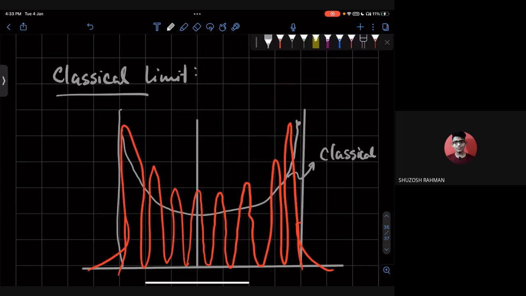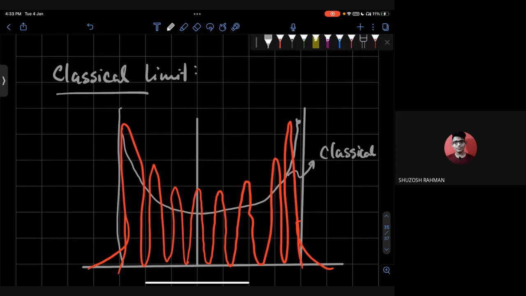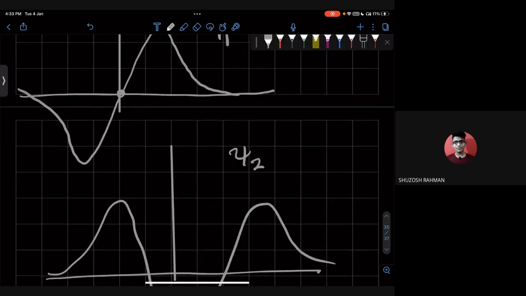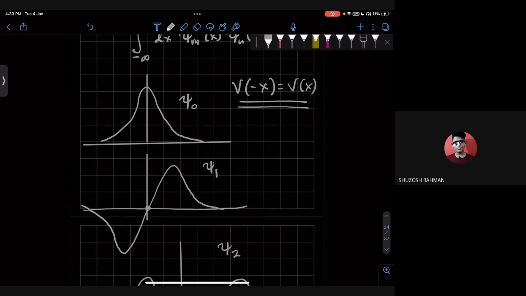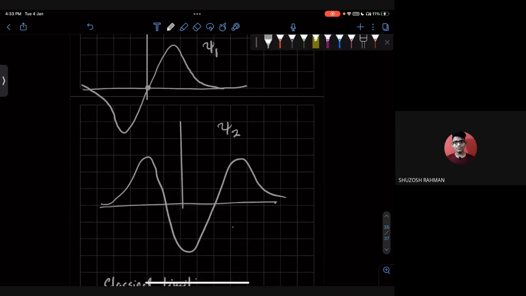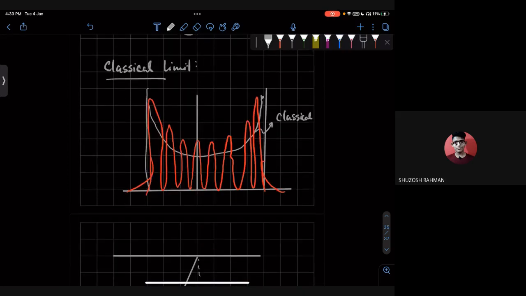Oh, I see. Because it's going fastest at the bottom, it spends the least time. Exactly. Okay. So yeah, so that's the thing. And so this classical behavior is not obvious from the ground state wave function, the low energy wave functions. But if you go to the high energy wave functions, then it becomes more and more obvious. Okay.